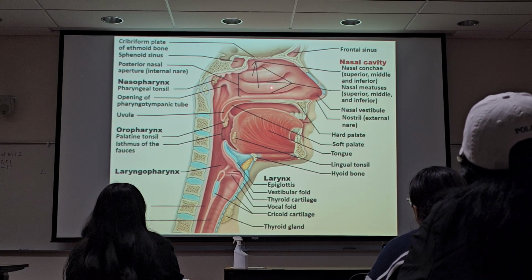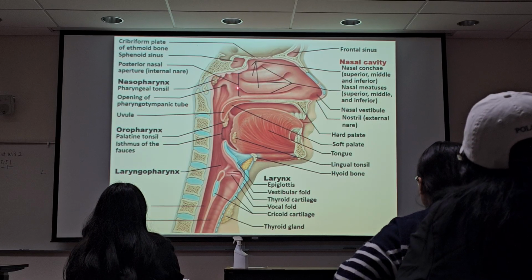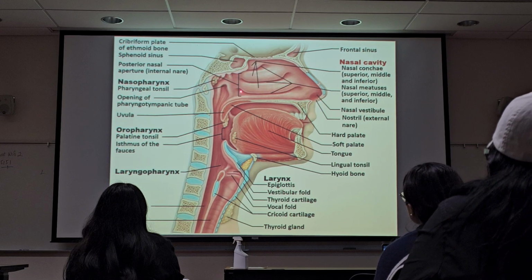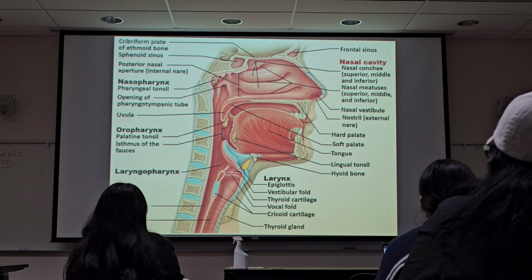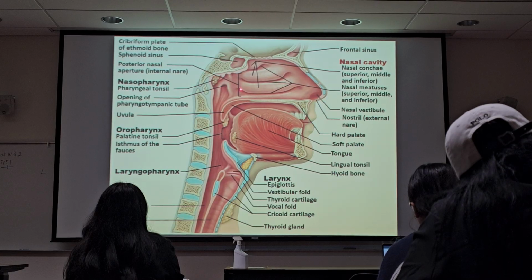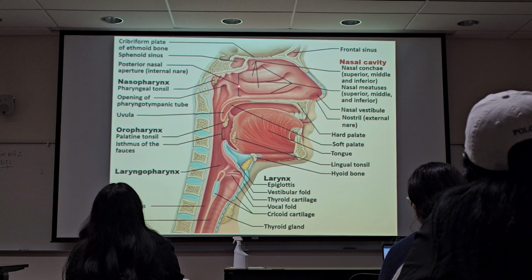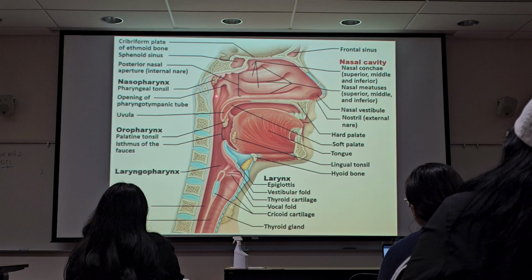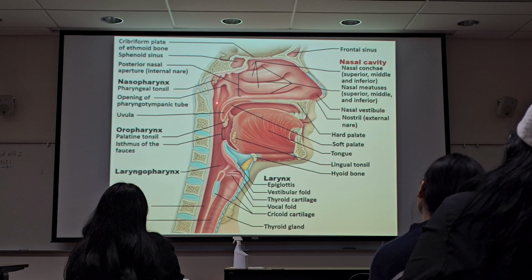Okay? And then we're going to continue back through the internal nares. Here's the internal nare, which is the posterior aperture opening. So we're going to leave the nasal cavity through the internal nare. And then from there, we're going to enter into the pharynx, into this part of the pharynx, the nasopharynx.